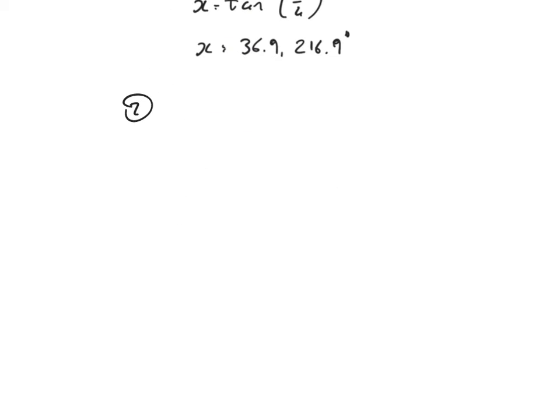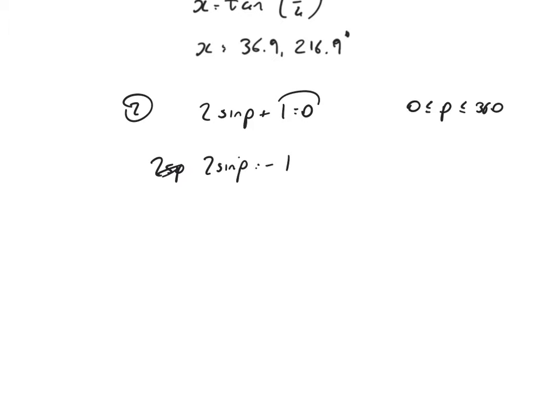Okay, example 2. Let's go for, I'm going to solve 2 sine p plus 1 is equal to 0. And we're looking for solutions for p between 0 and 360. So that will be 2 sine p is equal to minus 1, and sine p equals minus 1 over 2.